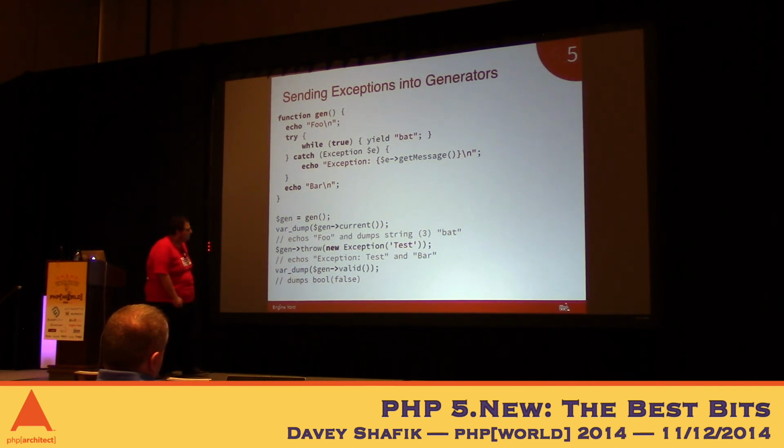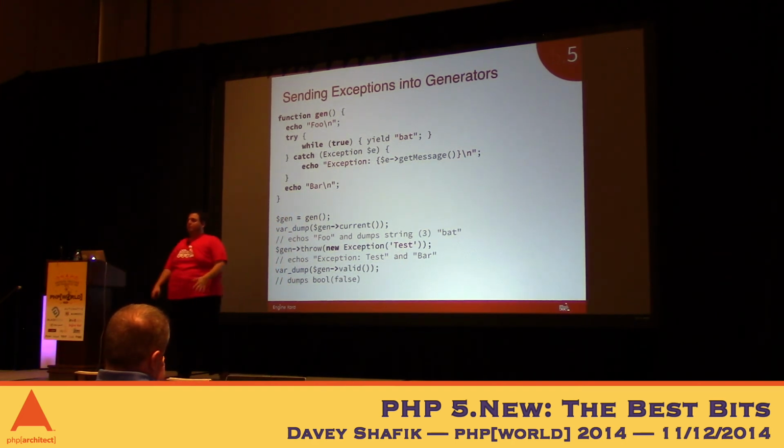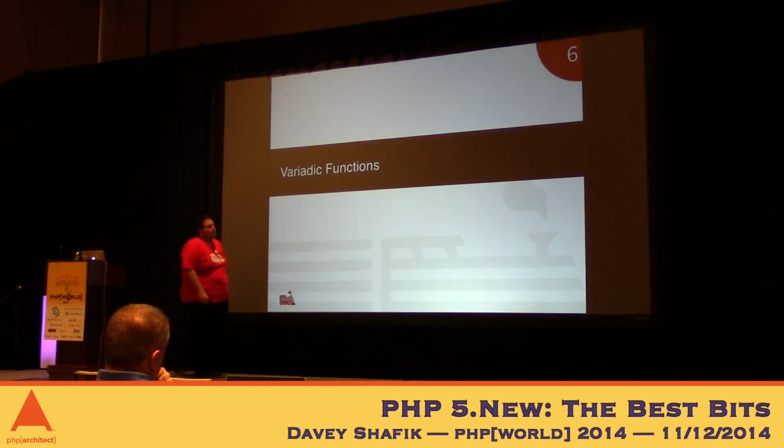Okay, that's it. Oh, that's just one more thing. At that point, because we broke out of the while loop, because we went into this catch block, that actually ends the generator. Okay, so that's one way of breaking out of one of those while loops. So valid will return false, or foreach will stop iterating, whatever you're doing. Any questions on generators?